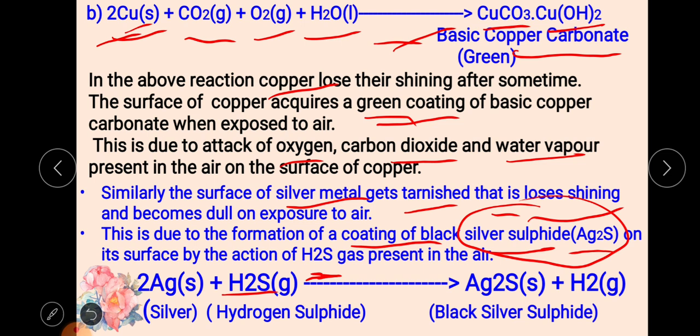When we release gases, along with that even sulfur is released, and when hydrogen and sulfur combine, they form hydrogen sulfide. So when silver and hydrogen sulfide combine with each other, it forms silver sulfide. This silver sulfide attaches to the silver articles and gives the black color. It changes the silver color to complete black.